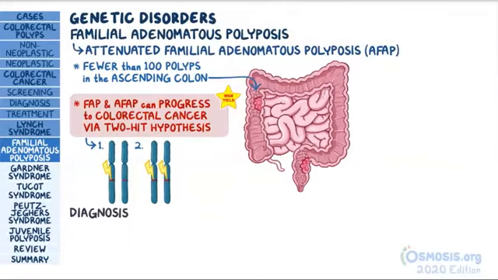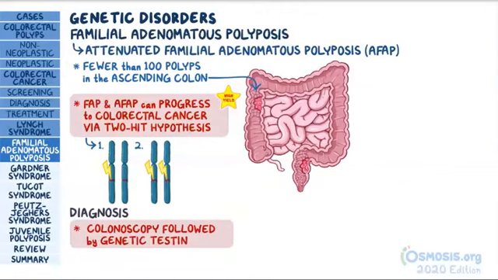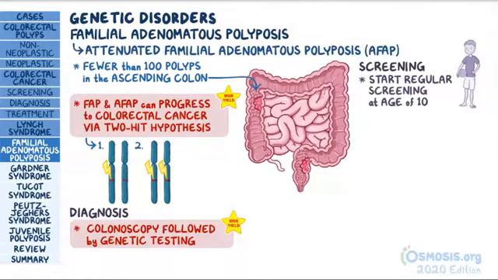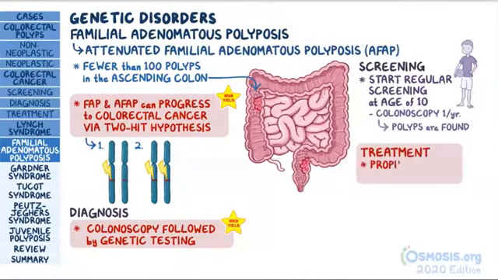The favored diagnostic method for diagnosing familial adenomatous polyposis is a colonoscopy, followed by genetic testing. For your tests, remember that individuals with a positive family history should start regular screening at 10 years of age. Screening includes colonoscopy once a year, and if polyps are found, treatment includes prophylactic colectomy.